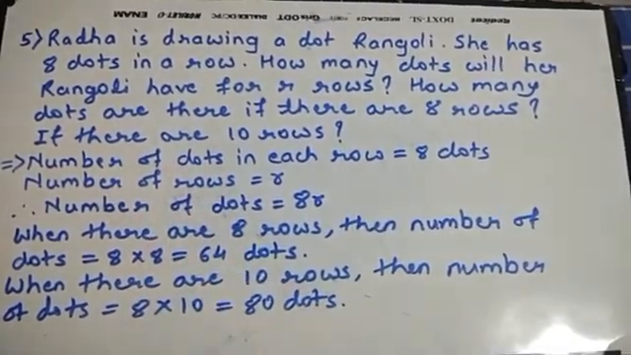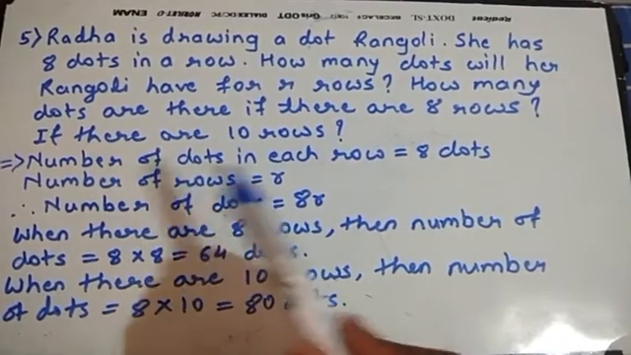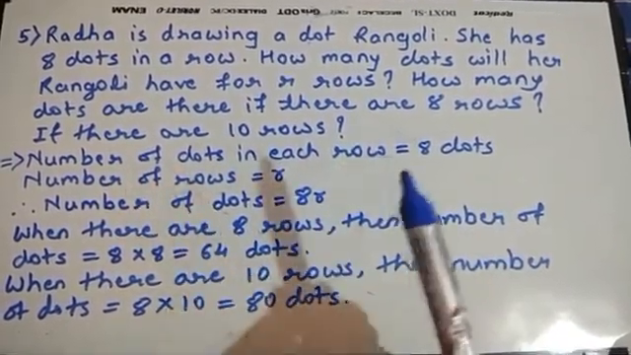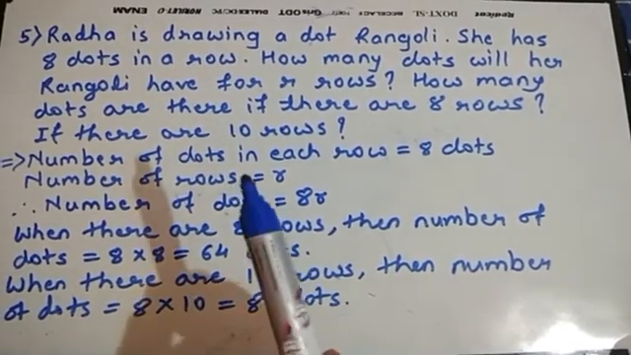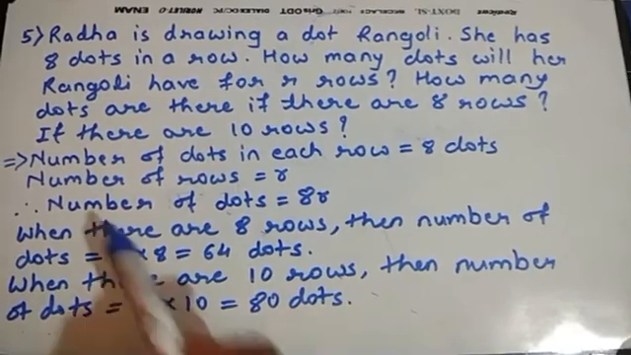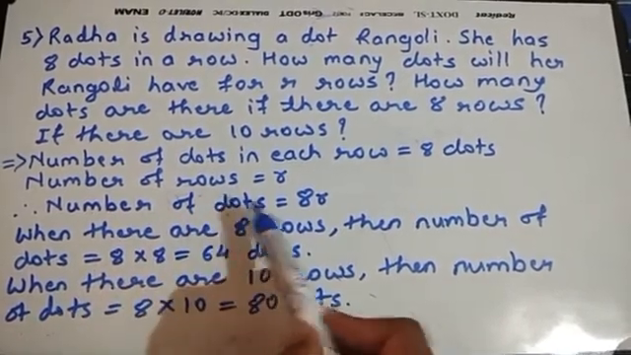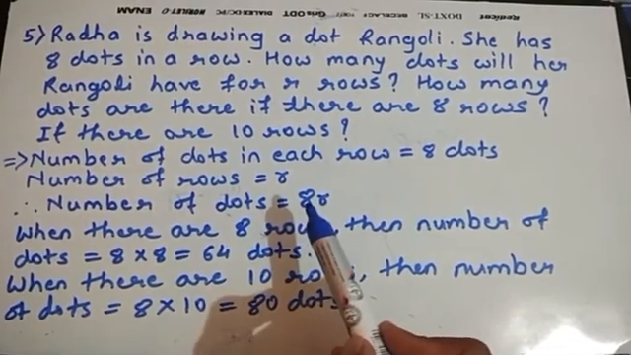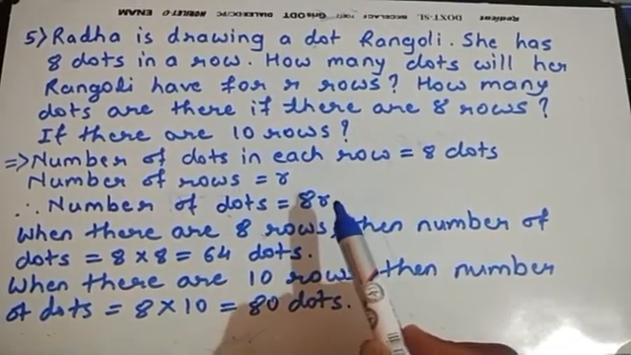Here see students, some given things are there. The number of dots in each row is given, 8 dots, but the number of rows is not given. Then if we consider the number of rows as r, what will be the number of dots? Therefore the number of dots is equal to 8r, because in each row 8 dots are there. Therefore the number of rows we will consider as r.